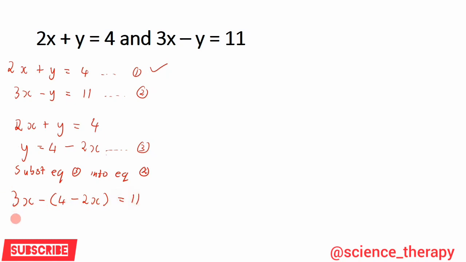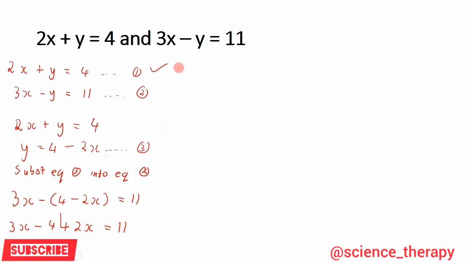So what do we have here? We have 3x, then a negative times a positive here. We have negative 4. Then this negative times a negative here produces a positive. Then we have positive 2x equals 11.